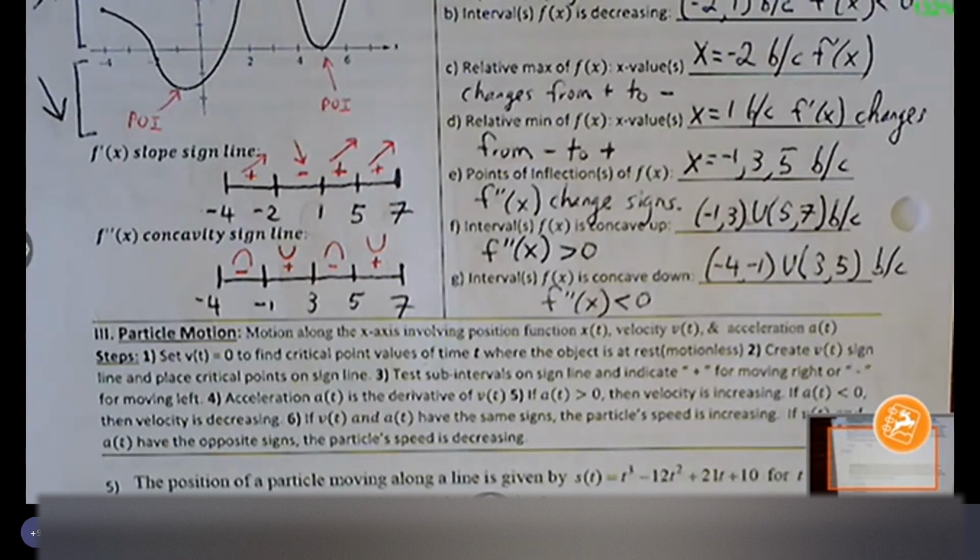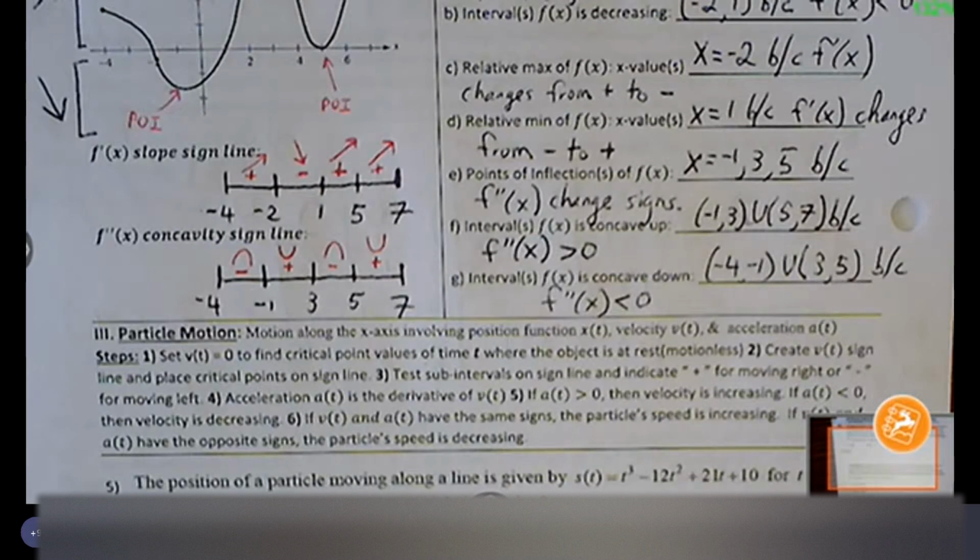Particle motion is motion along the x-axis involving position function, velocity, and acceleration. So what I want to show you with particle motion is that it's virtually the same thing that we did with the first derivative test and concavity test. We're going to find f prime. We're going to create our f prime sign line. We're going to find critical points by setting f prime equal to 0, and then we're going to populate each interval with positive or negative. Same thing with the second derivative function. It's just that we're calling everything with a slightly different name, and our context is going to be different.